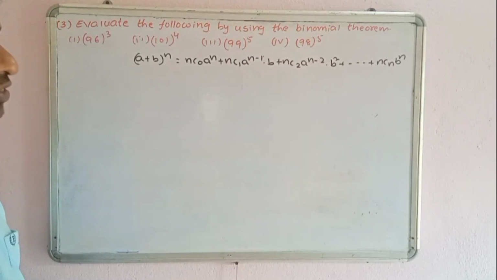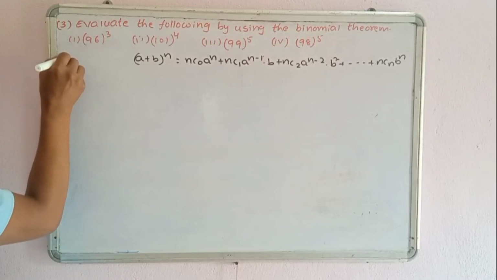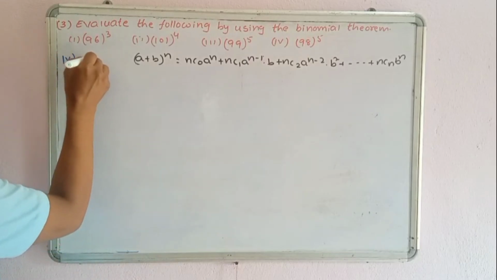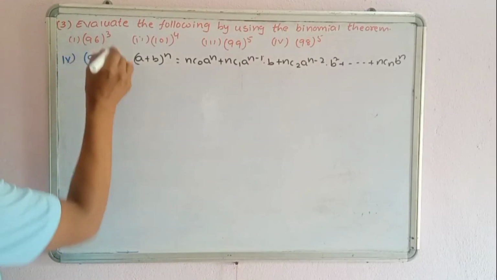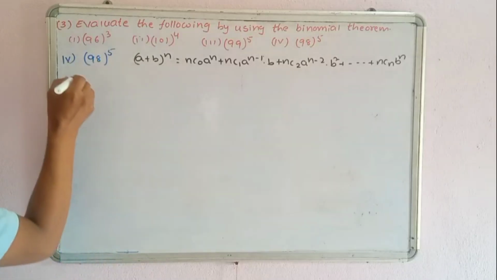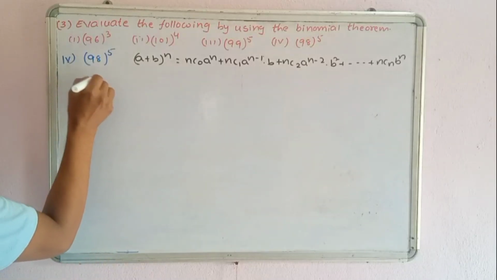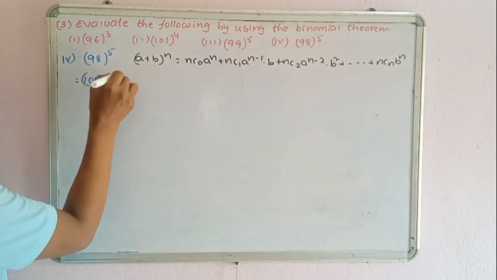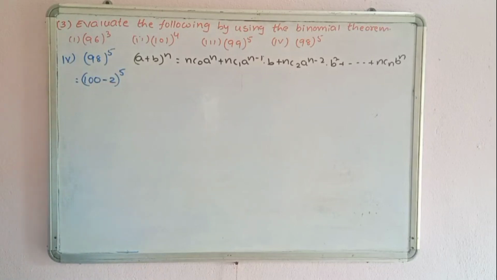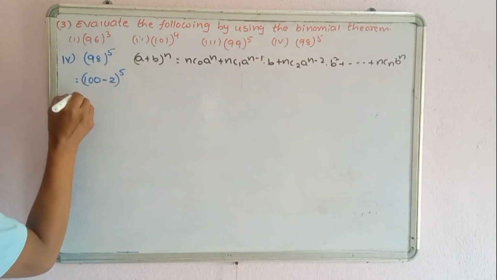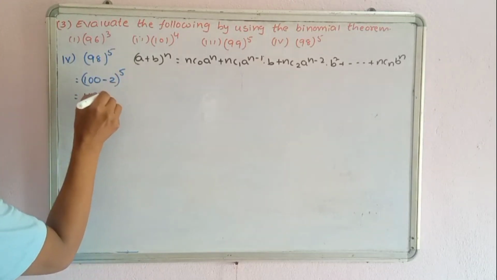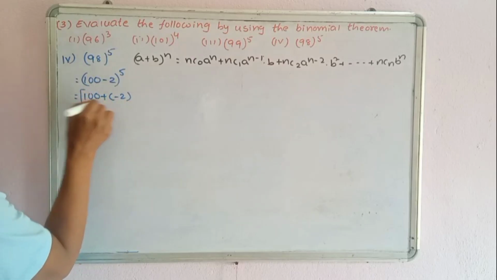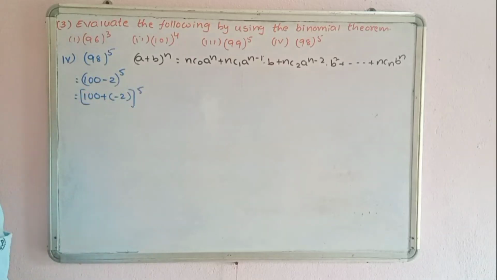Third problem, fourth one: 98 power 5. So 98 can be written as (100 minus 2) power 5. 100 minus 2 whole power 5. So again, 100 minus 2 is 100 plus minus 2, power 5.